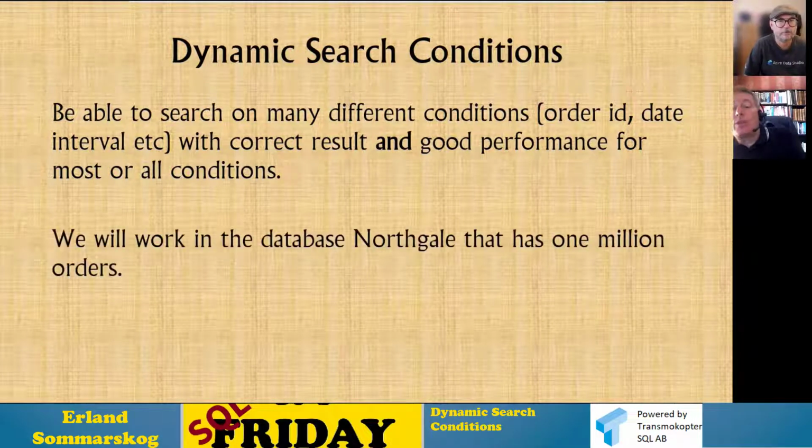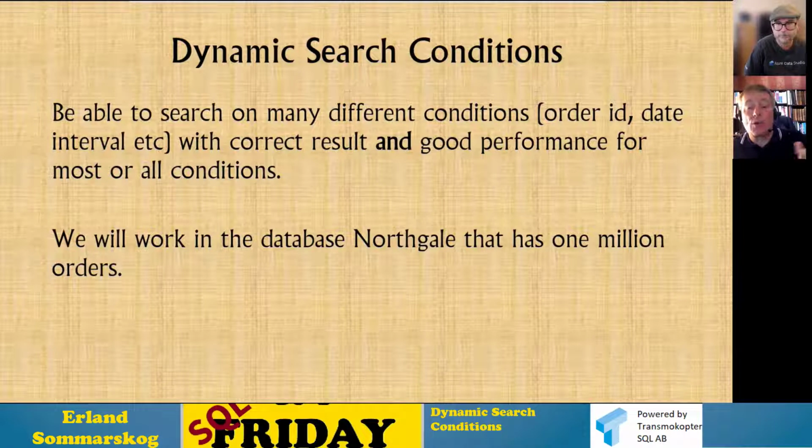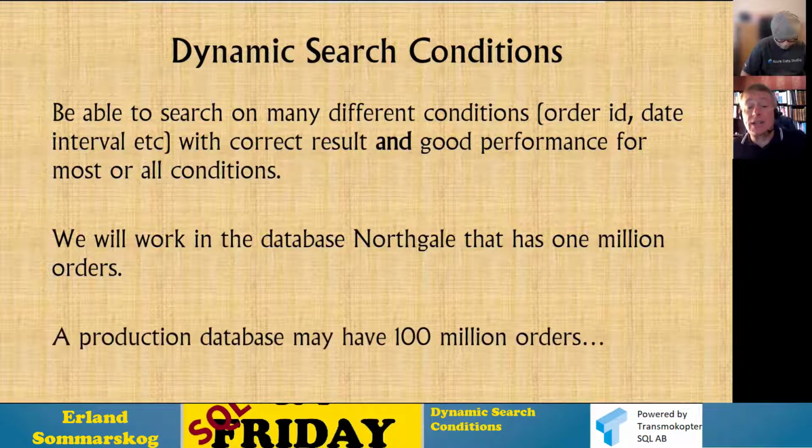We're going to work in a database called Northgale, which has 1 million orders. This is an inflated version of the old demo database from Microsoft called Northwind, which had 830 orders. That would be just way too small to show performance issues. 1 million orders is big enough to show that something doesn't work, but a real production database could have 100 million orders. So we need to keep that in mind.